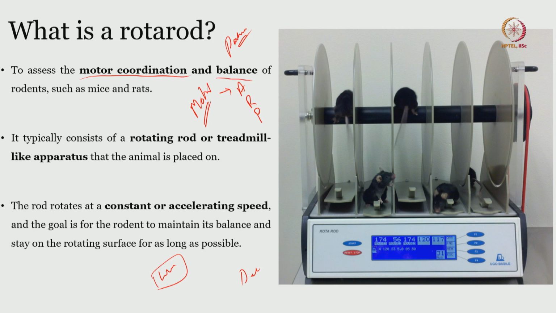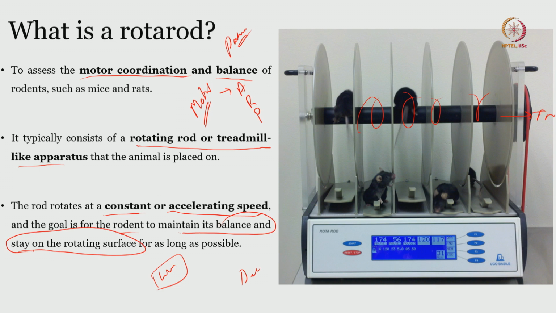It typically consists of a rotating rod or treadmill like apparatus. This keeps rotating. It is obviously a rotational rod, and you are going to mount the animal on top of that rod. And there is a fixed time which you can actually keep varying. The number of rotations that happen in a minute can be varied. You can make it slower, or you can even change it. So, it rotates at a constant or accelerating speed, and the goal is for the rodent to maintain its balance and stay on the rotating surface.